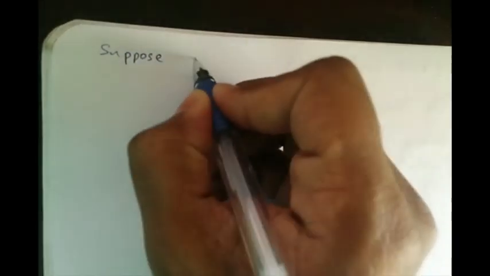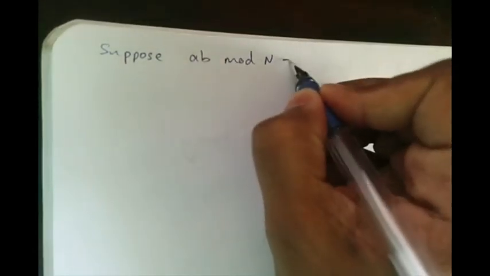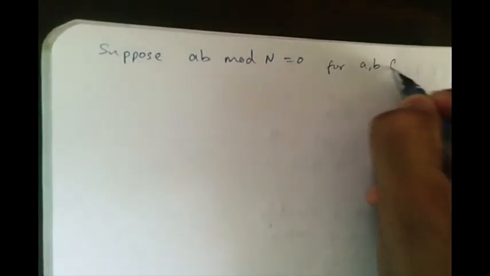Okay, so I'll just turn the page and do the mechanics. So we want to show that AB mod n is not 0. So suppose AB mod n was 0 for AB in Zn star.